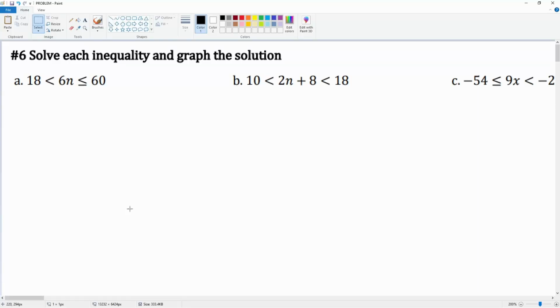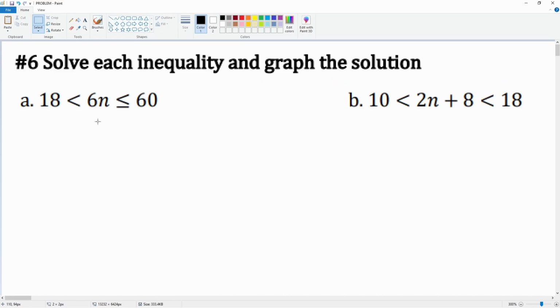Chapter 5, number 6. You're going to solve each inequality, then make sure you graph the solution here. This is a compound inequality, right? There are three sides: the left side, the middle, and the right-hand side. So we're trying to get the variable alone, so we're going to divide by 6 to everything, left, right, and the middle. This does cancel in the middle here, leaving you with just an n. Nothing happens to the inequalities, so make sure we just bring them down.